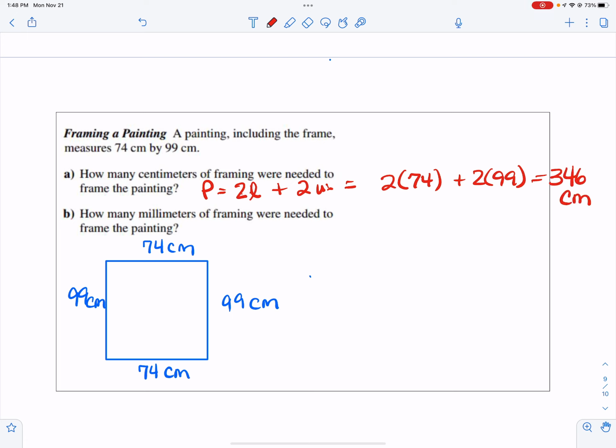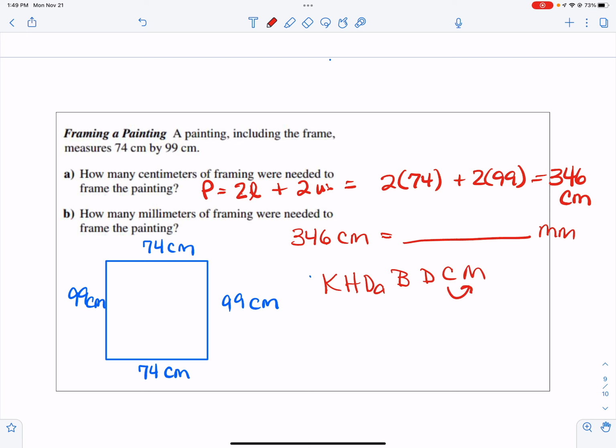346 centimeters. And then they want to convert that to millimeters. So 346 centimeters equals how many millimeters? So King Henry died by drinking chocolate milk. We're starting at centimeters. We're going one place to the right. So that becomes 3,460 millimeters. And that finishes 7.1.